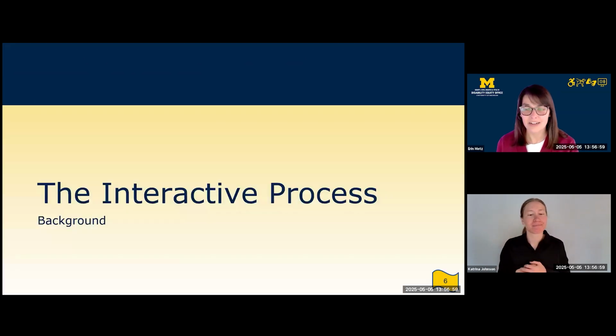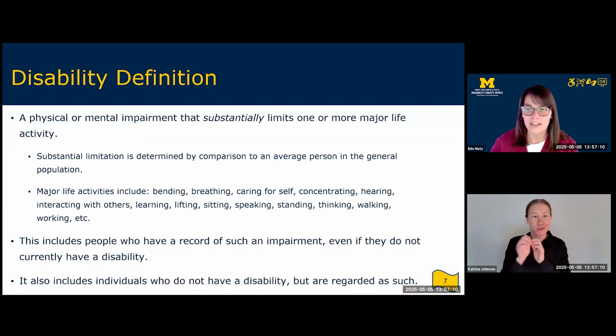So now let's discuss the interactive process. This is a collaborative approach where supervisors, HR representatives, and employees work together to identify reasonable accommodations. To start, let's understand what we mean by disability. Under the ADA, a disability is a physical or mental impairment that substantially limits one or more major life activities. These activities include things like bending, breathing, and working, among others. And what may be substantially limiting for one person may not be the same for someone else.